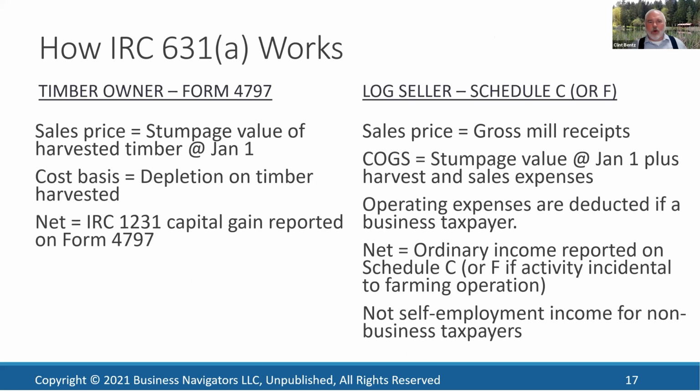So how does this actually work? We have these two owners. Let's look on the left-hand side of the slide. As the timber owner, because we're bringing in Section 1231, it doesn't matter if you're an investor or personal or business, you're going to use the Form 4797, because we're treating this as a sale of a 1231 asset by making the 631(a) election. So the sale price for the timber owner is the stumpage value of the timber that was harvested during the year, as of January 1 of the year.